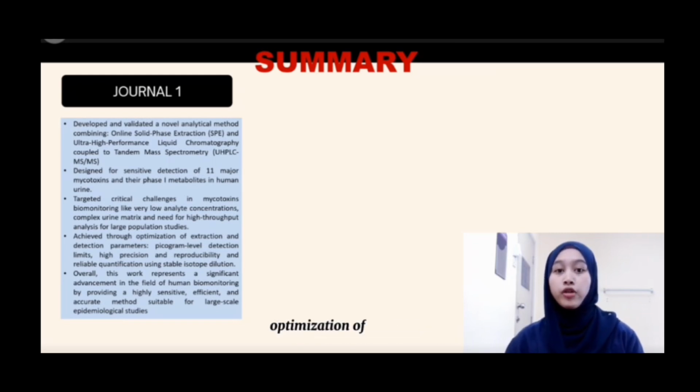Through careful optimization of extraction and detection parameters, the method achieved picogram-level limits of detection, robust precision, and reliable quantification using stable isotope dilution. When applied to a set of urine samples from individuals in Zimbabwe, the technique demonstrated superior sensitivity compared to the previously used dilute-and-shoot method, which is DAS, identifying a higher number of positive samples. Overall, this represents a significant advancement in the field of human biomonitoring by providing a highly sensitive, efficient, and accurate method suitable for large-scale studies.